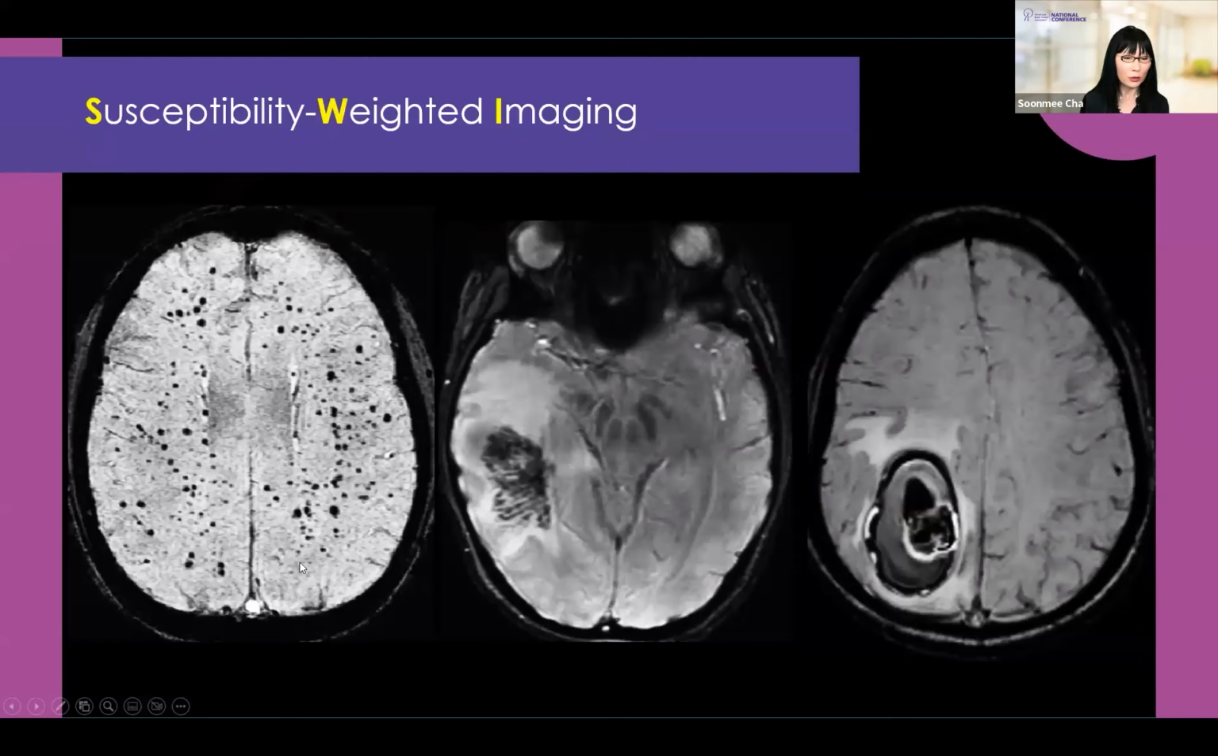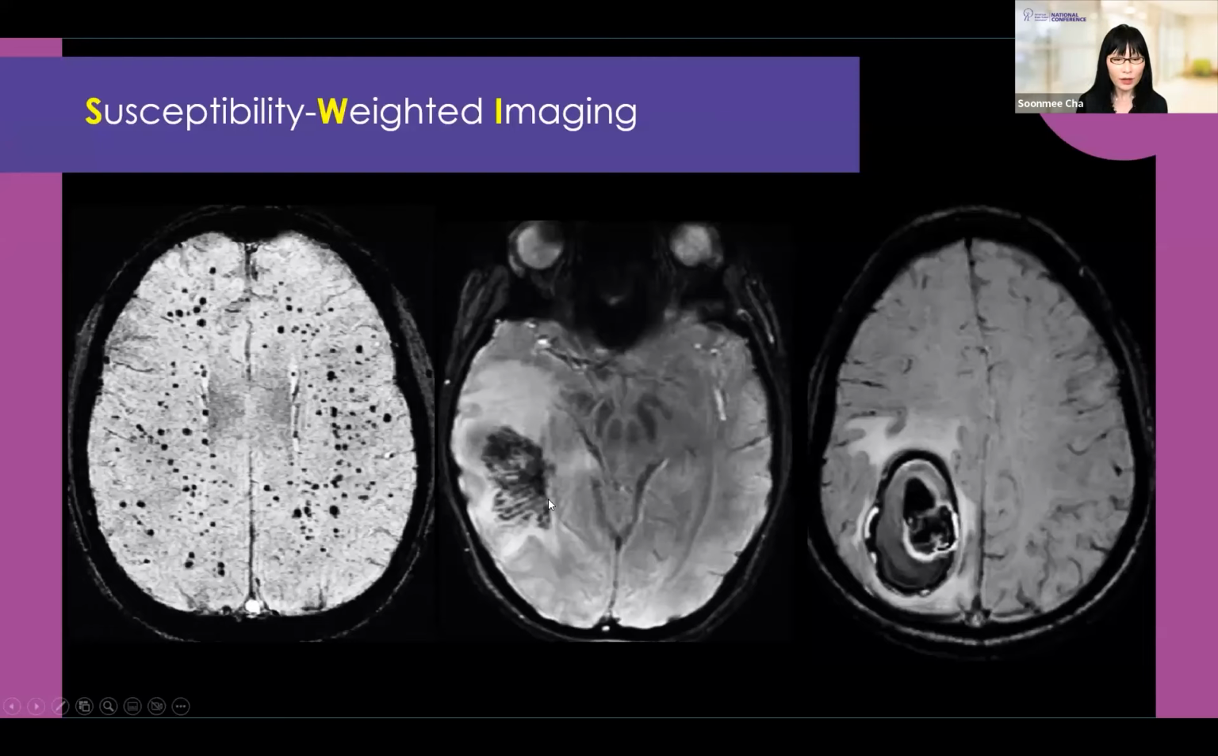This is a patient who conquered and survived medulloblastoma as a child, but received radiation, whole brain radiation. And these little black dots are micro bleeds or micro blood products, if you will. That is very well known to associate with radiation therapy.